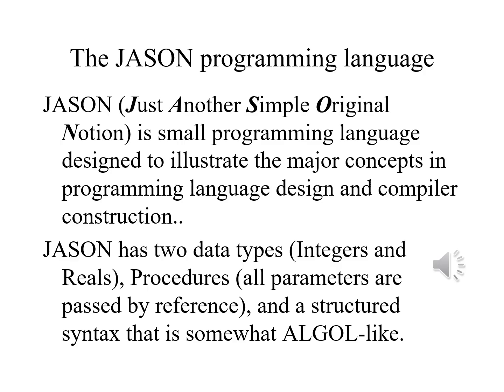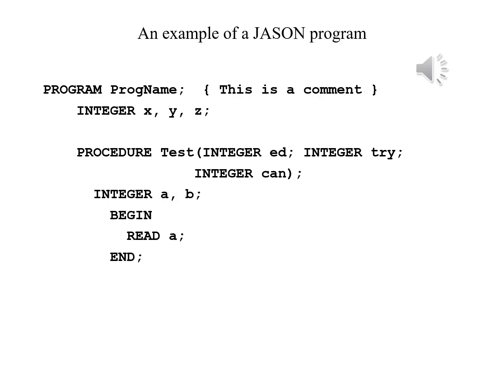The language is case insensitive, so capital letters are converted to their lowercase equivalents. A JSON program begins with a program header that contains the reserved word program, an identifier that serves as the program's name, and a semicolon. Variables belonging to the main program are then declared after the header, and then we can have the procedures that the programmer wishes to write.